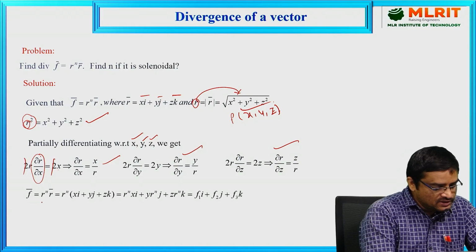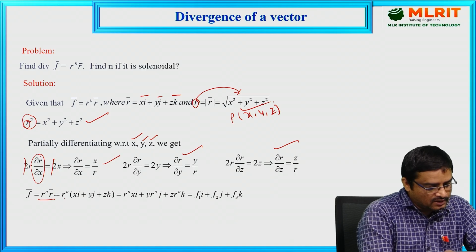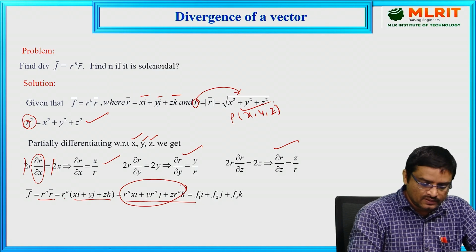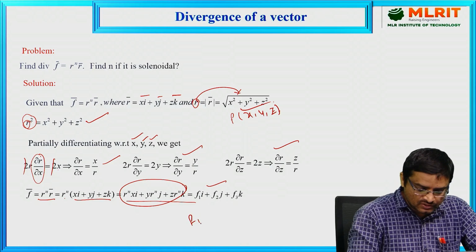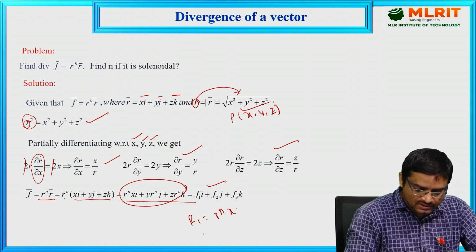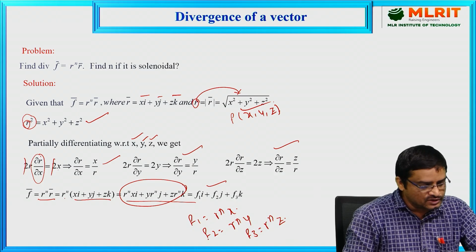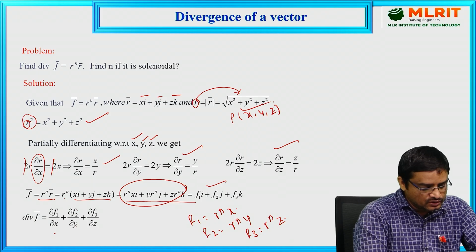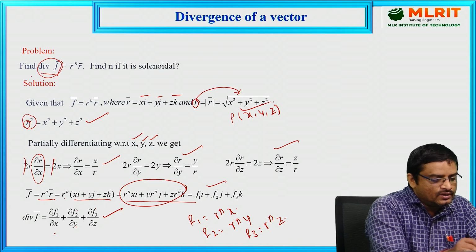Now f bar is equal to r power n into r bar. Replace r bar with its value and remove the brackets. This is our resultant vector. Compare that resultant vector as f1 i bar plus f2 j bar plus f3 k bar. So you will get f1 is equal to r power n into x, f2 is equal to r power n into y, f3 is equal to r power n into z. Now find the partial derivatives here. So div f bar is equal to dou f1 by dou x plus dou f2 by dou y plus dou f3 by dou z, because we have been asked to find the div f bar value.